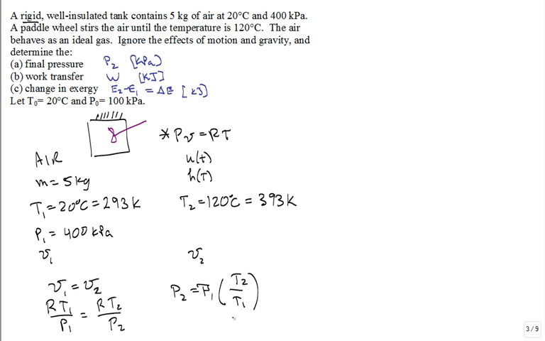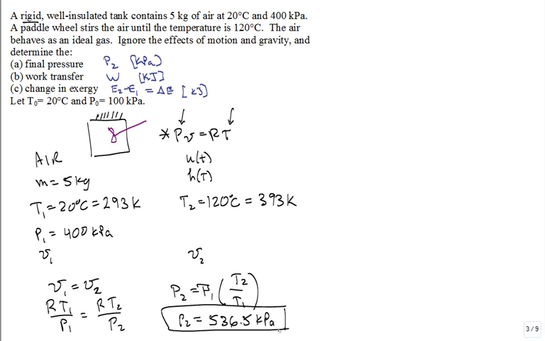And I stick in the numbers. Do I have to put in Kelvin, or can I put in degrees C? I must put in Kelvin because the temperature in this ideal gas equation is absolute, just like this pressure has to be absolute. And so we calculate the final pressure, P2, to be 536.5 kilopascal.